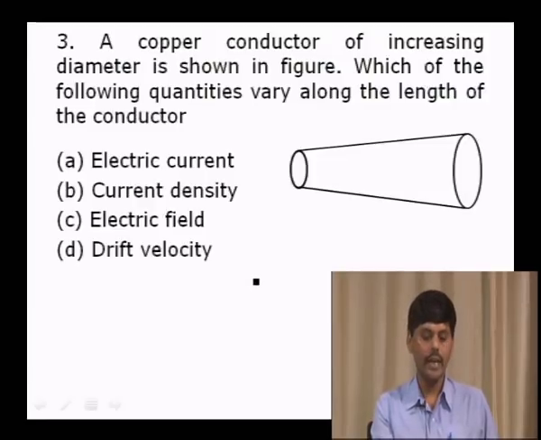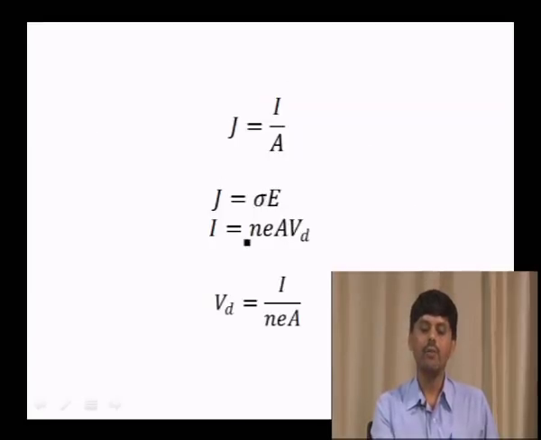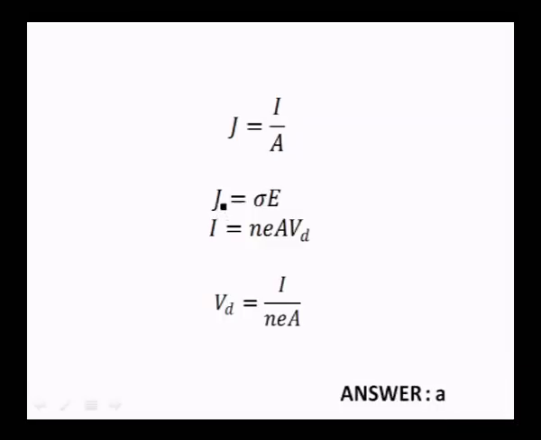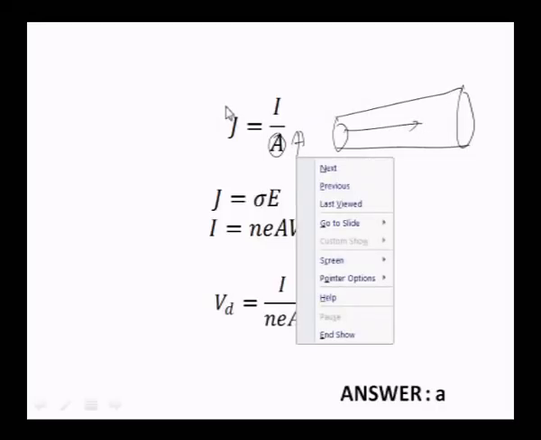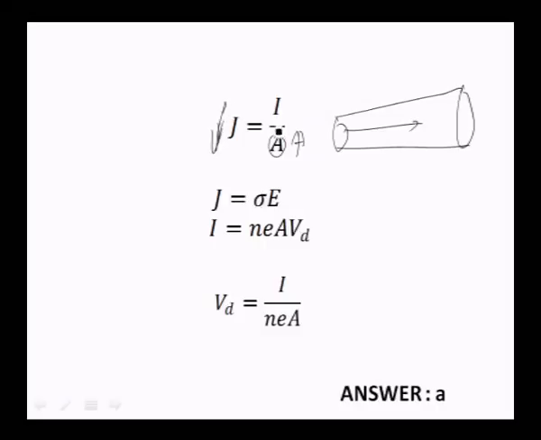See, we have the expressions for current as well as current density, electric current and drift velocity. For current density, it is current per unit area, and in terms of electric field, J is equal to sigma E, and I is equal to nEA Vd, so Vd is equal to I divided by nEA. In this case area goes on increasing as you move along. If area increases, the current density decreases. Here current density decreases, and electric field decreases.